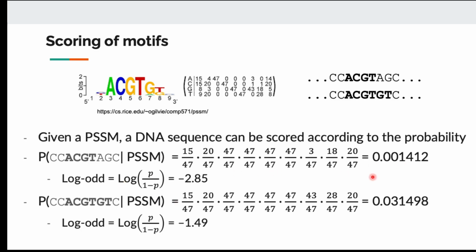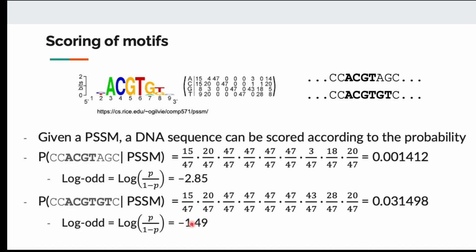So people usually turn this into what's called a log odds. A log odds, if you haven't seen it before, is just the logarithm of this probability divided by 1 minus that probability. It's called log odds because this is the odds ratio between observing this pattern versus not observing that pattern. So it's P over 1 minus P, and we take the log. That's why it's called the log odds ratio. It will turn the probability into numbers that are easier for human eyes. So 0.0014 becomes minus 2.85.